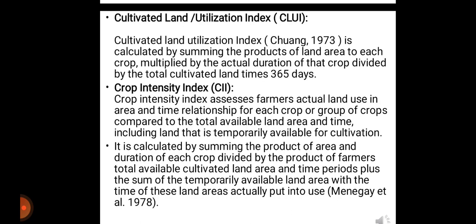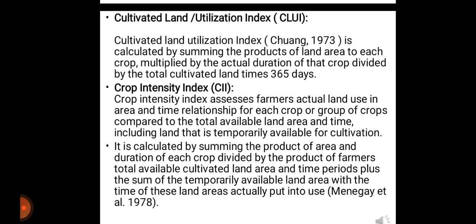Cultivated land utilization index, CLUI, Chuang 1973, is calculated by summing the products of land area given to each crop multiplied by the actual duration of that crop, divided by the total cultivated land times 365 days, which means 1 year.